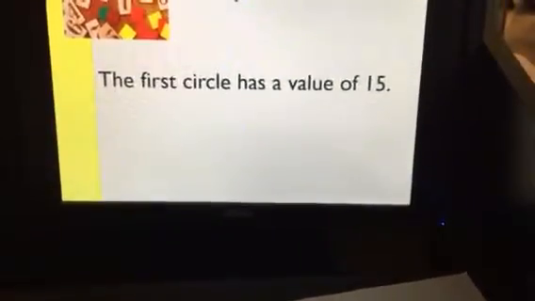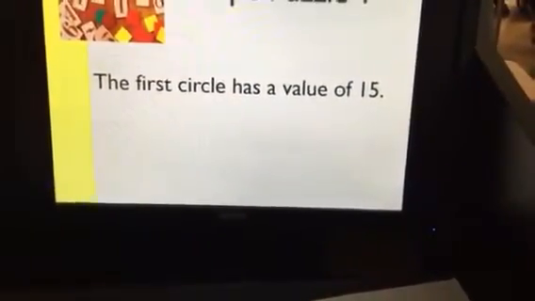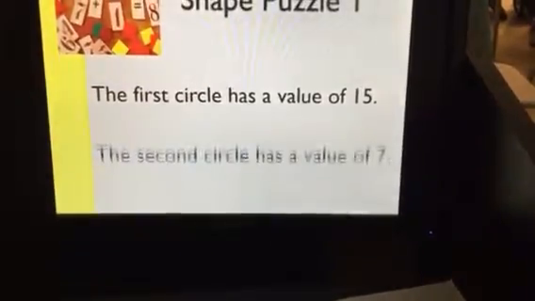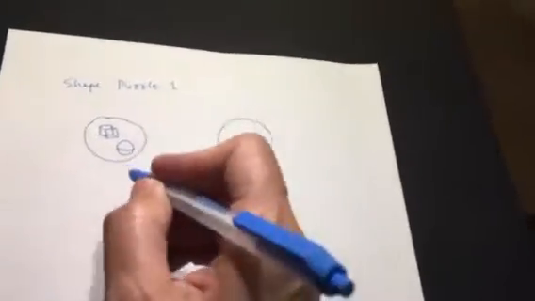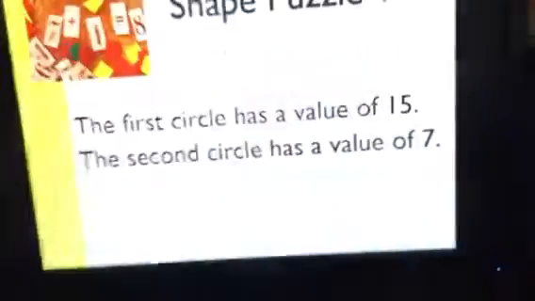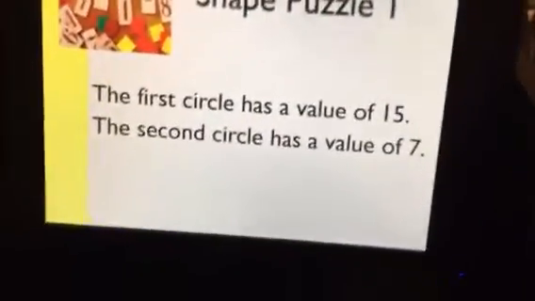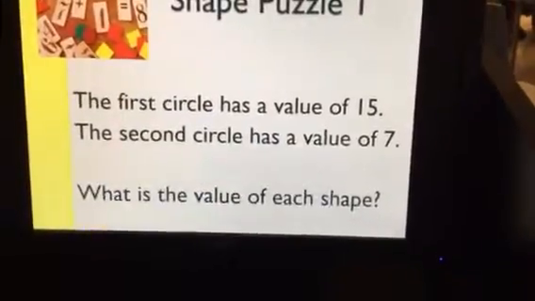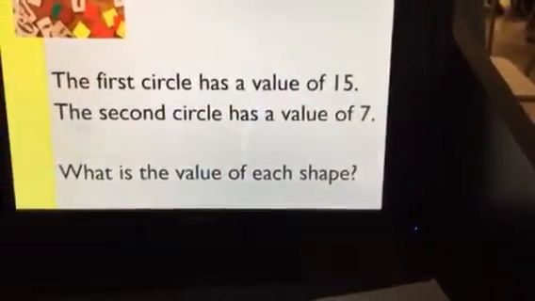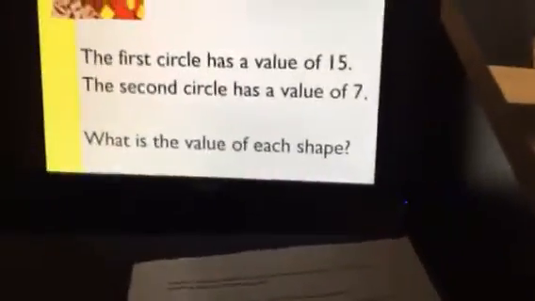Well, the first circle has a value of 15. The second circle has a value of 7. So I'm going to put 15 under the first circle, 7 under the second circle, and I'll show you my paper as well right now. So what's the value of each shape? Okay, I might need to give you a little more information.